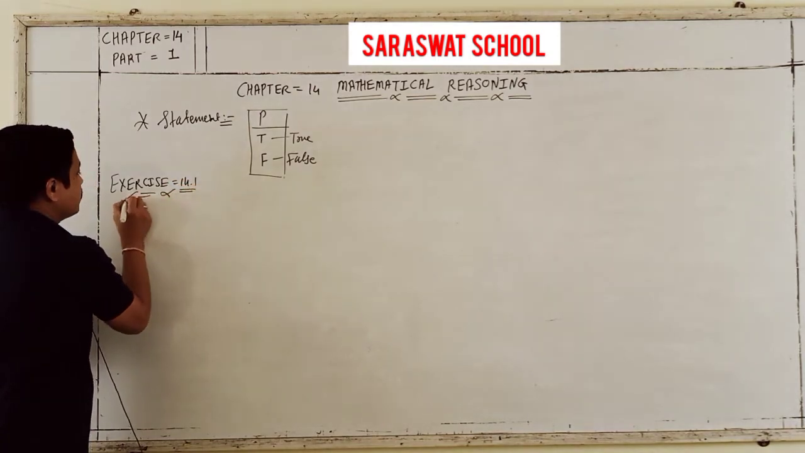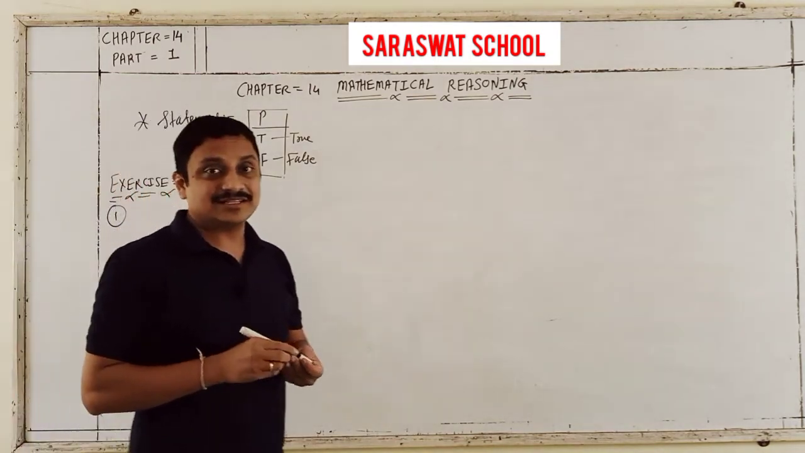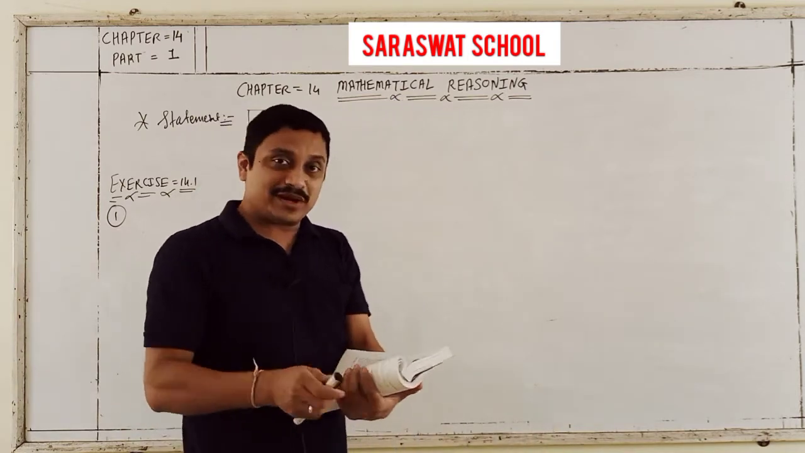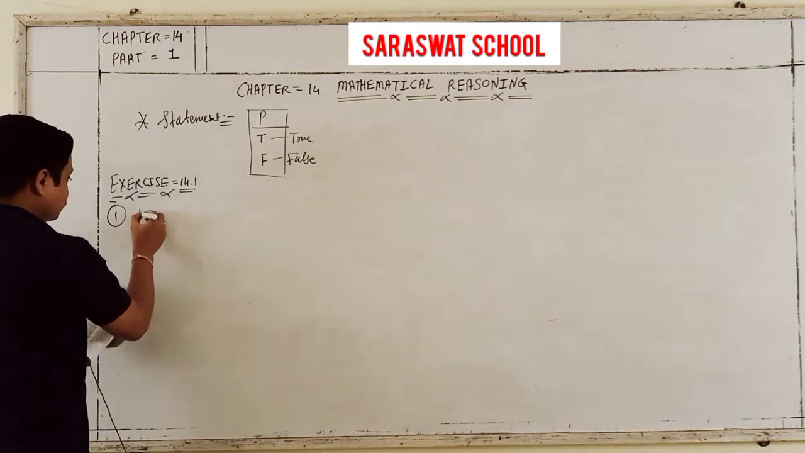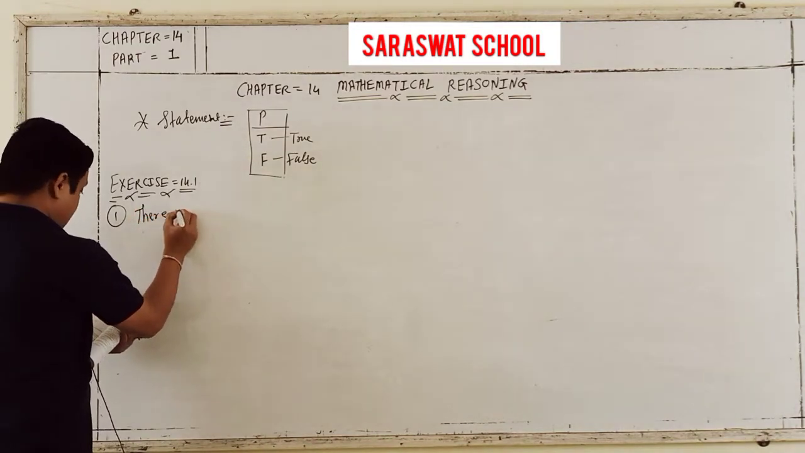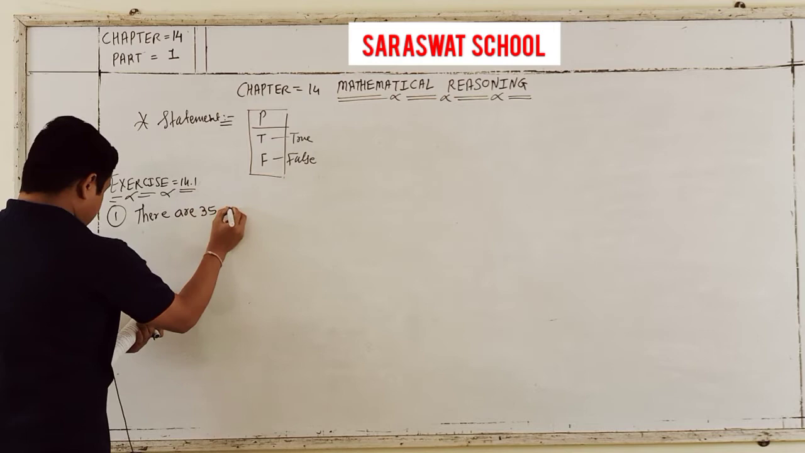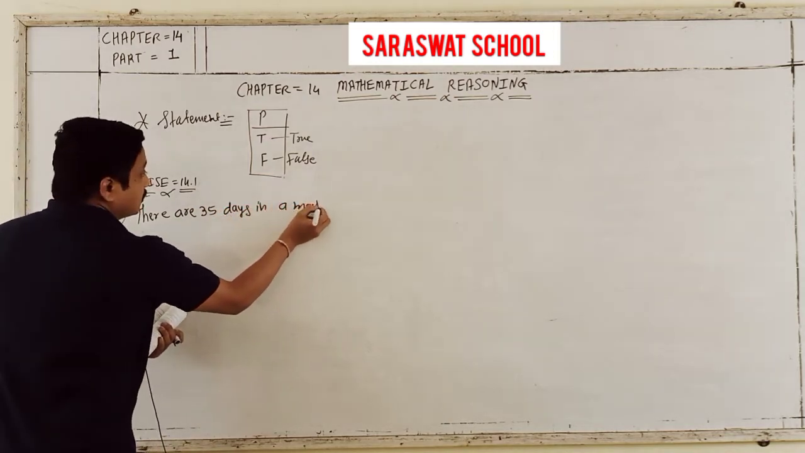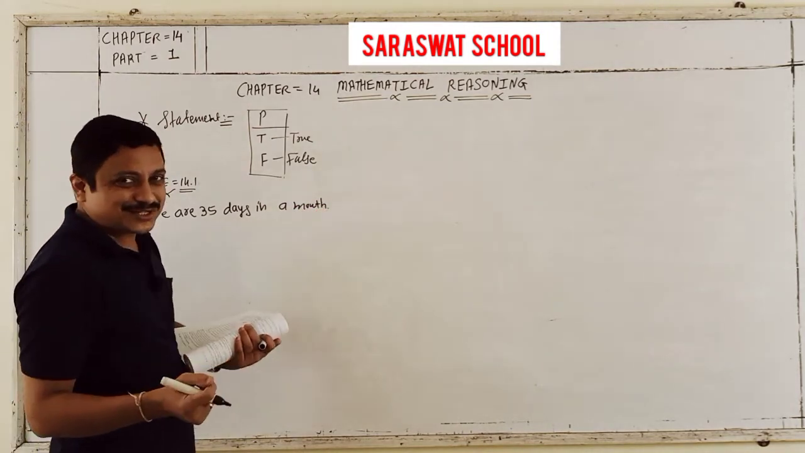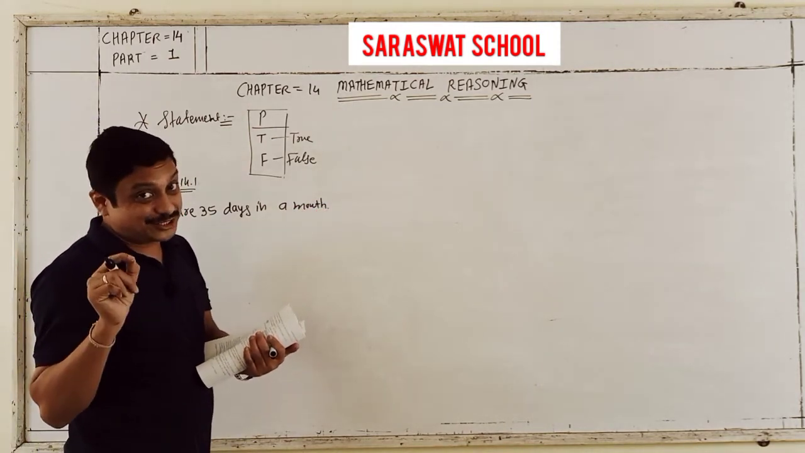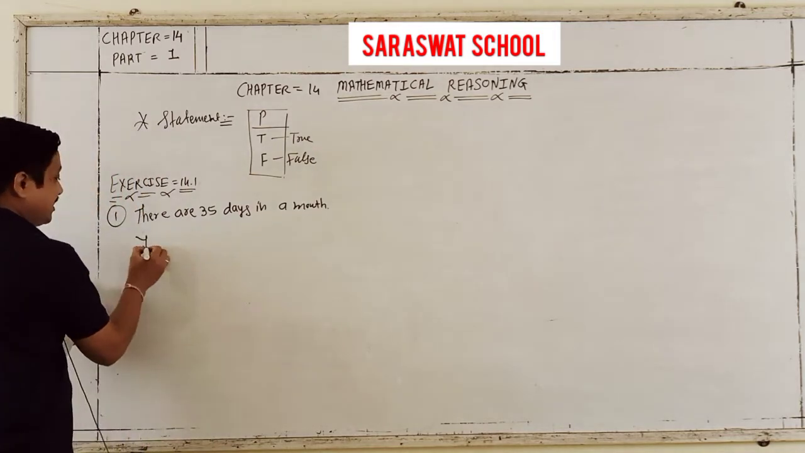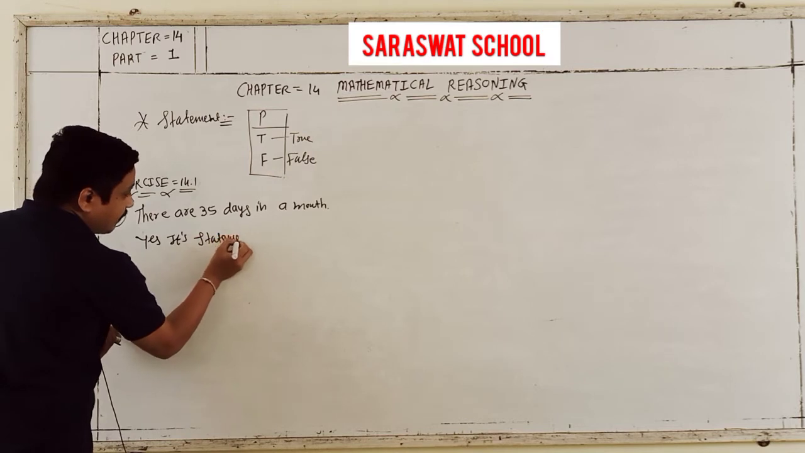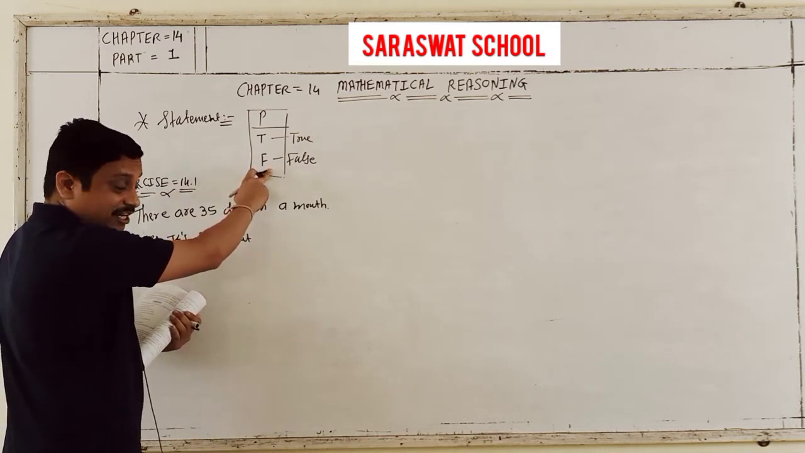Yes, so in exercise 14.1, describe whether the given lines are statements or not. I will explain one by one very clearly. First, there are 35 days in a month. Students, a month having 35 days is not possible. It is a wrong statement, but it is surely a statement. You can write down yes, it is a statement. It is a false statement, but it is a statement.